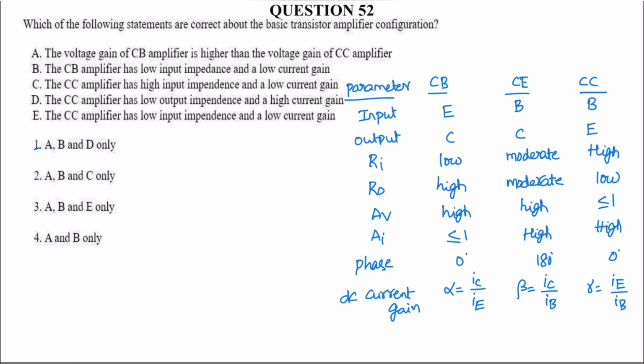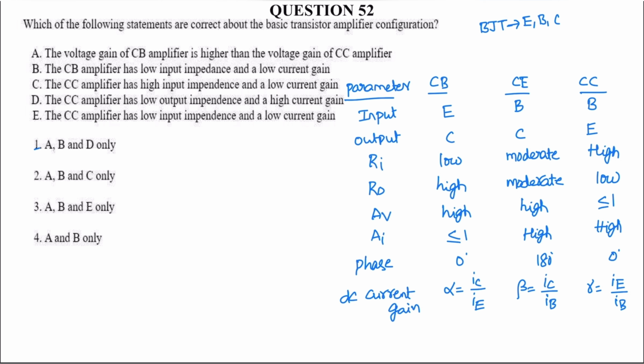Next question. Which of the following statements are correct about the basic transistor amplifier configuration? Let us see in BJT, bipolar junction transistor. It has 3 terminals, that is emitter, base, collector. Accordingly, we will have 3 configurations, that is common emitter configuration, common base configuration, common collector configuration. So let us see the comparison of common base, common emitter and common collector configurations.